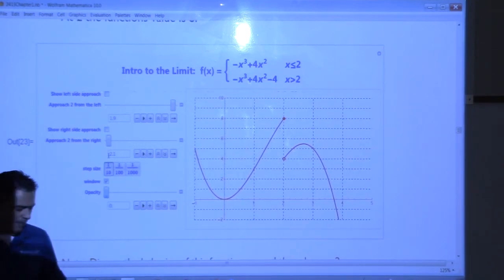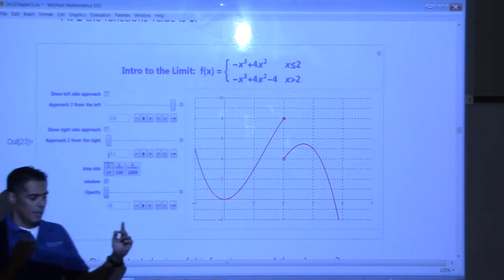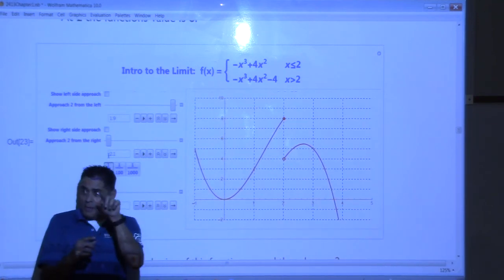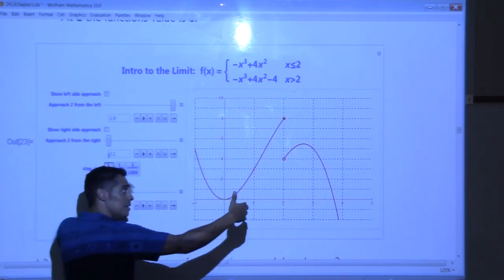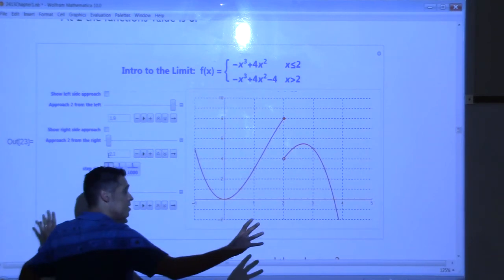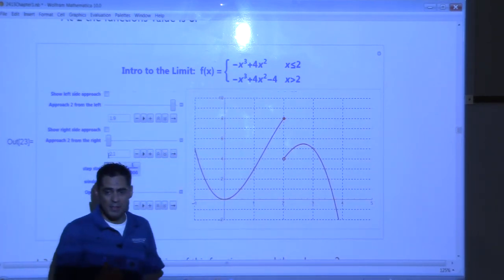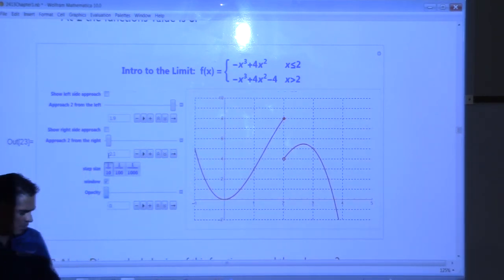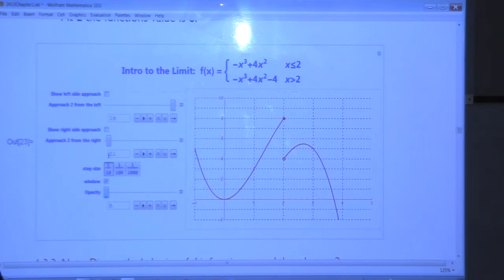I'll finish this up next class, but if you have a plus, it's from the right. If it's negative, it's from the left. If there's no sign, then you have to check both and they have to be the same. All right, we'll continue with that. We are a little ahead now, which is okay.